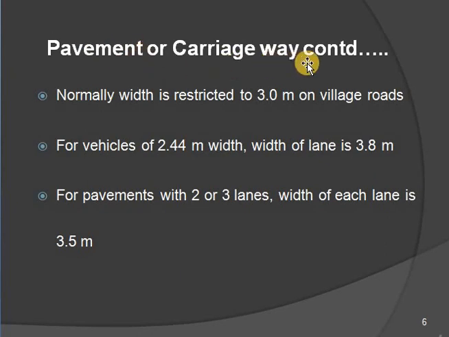And next, pavement or carriageway normally width is restricted to 3.0 meters on village roads, and for vehicles of 2.44 meters width, lane is 3.8 meters, and for pavements with 2 or 3 lanes, width of each lane is 3.5 meters. So remember this thing. This is the compulsory standard measure for the roads. So normal width 3 meters on village roads, and for vehicles 2.4 meters width is 3.8, and for pavements with 2 or 3 lanes, that is for double road or triple road, width of each lane is 3.5 meters. So these are the measurements they have taken.